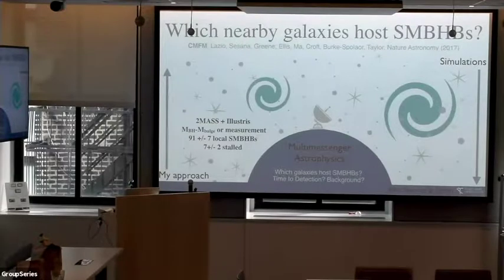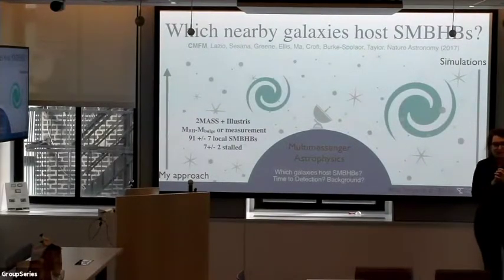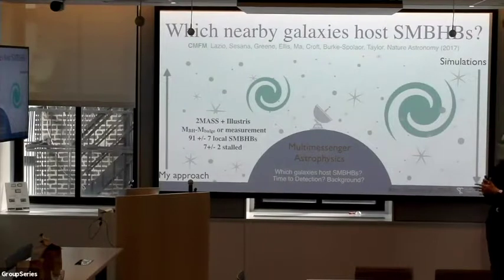So we're now going to switch gears and talk about individual supermassive black hole binary systems. Before, we were talking about the background, which is this incoherent superposition of gravitational waves from all of the supermassive black hole mergers. Now I really want to know which nearby galaxies are going to host the individual supermassive black hole binary systems. And how can we try to get a handle on this?